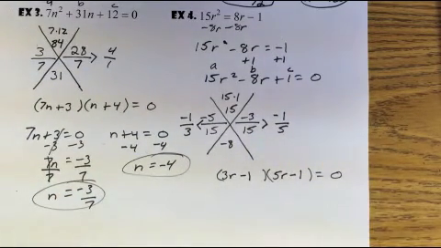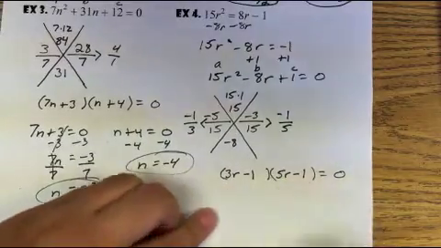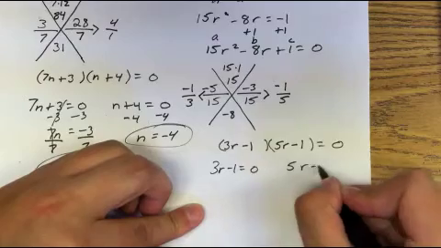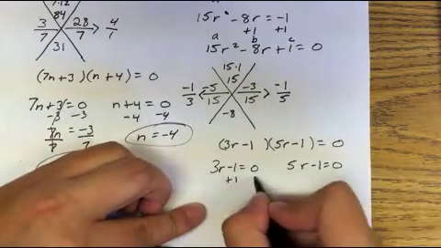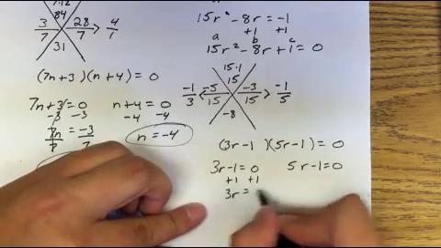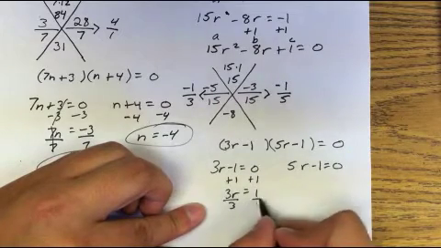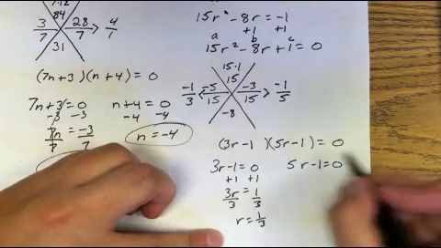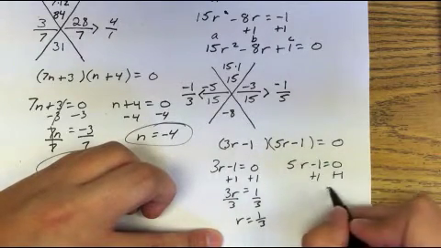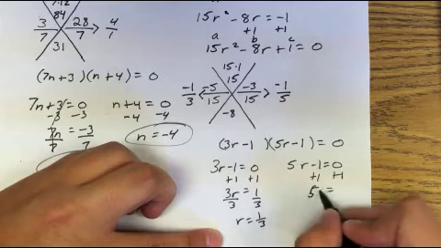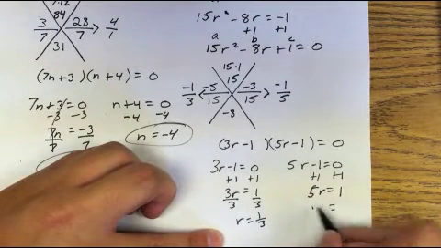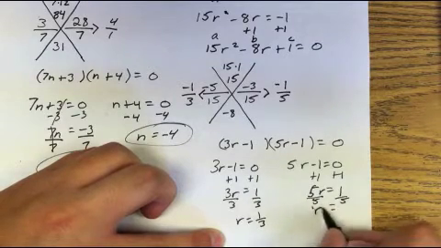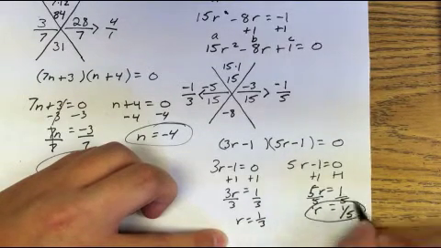Set each factor equal to 0. Add 1 to both sides. Get 3r equals 1. Divide by 3. R equals 1/3. Add 1 to both sides on this one. We get 5r equals 1. Divide by 5. We get r equal to 1/5.